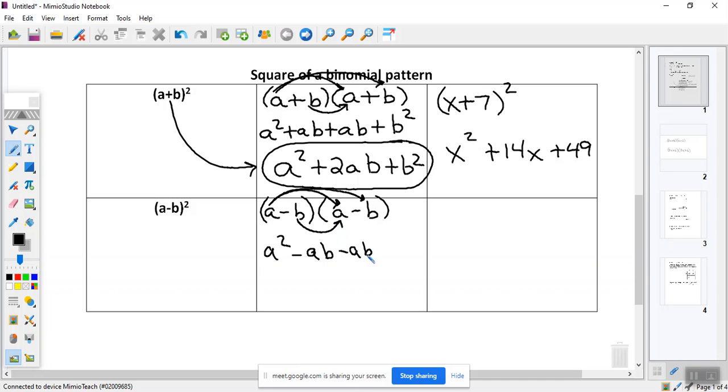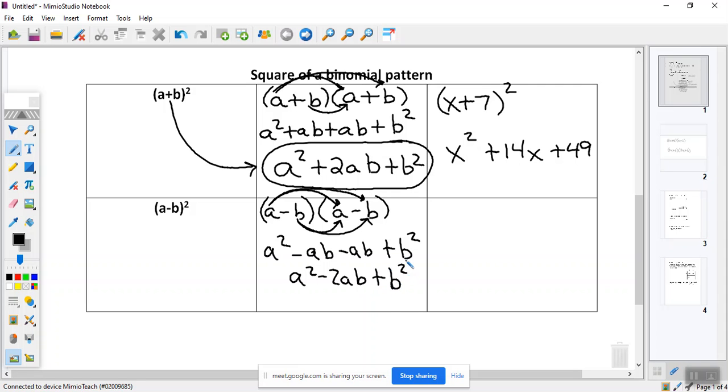Okay, careful on the last part. We've got negative b times negative b. Talk to me about the product of two negatives again. Yeah, it's a positive b squared. Any alike terms when I get to those first 4 terms foiled out? ABs. How many ABs are we subtracting there, Allie? So this is now a squared minus 2ab plus b squared.